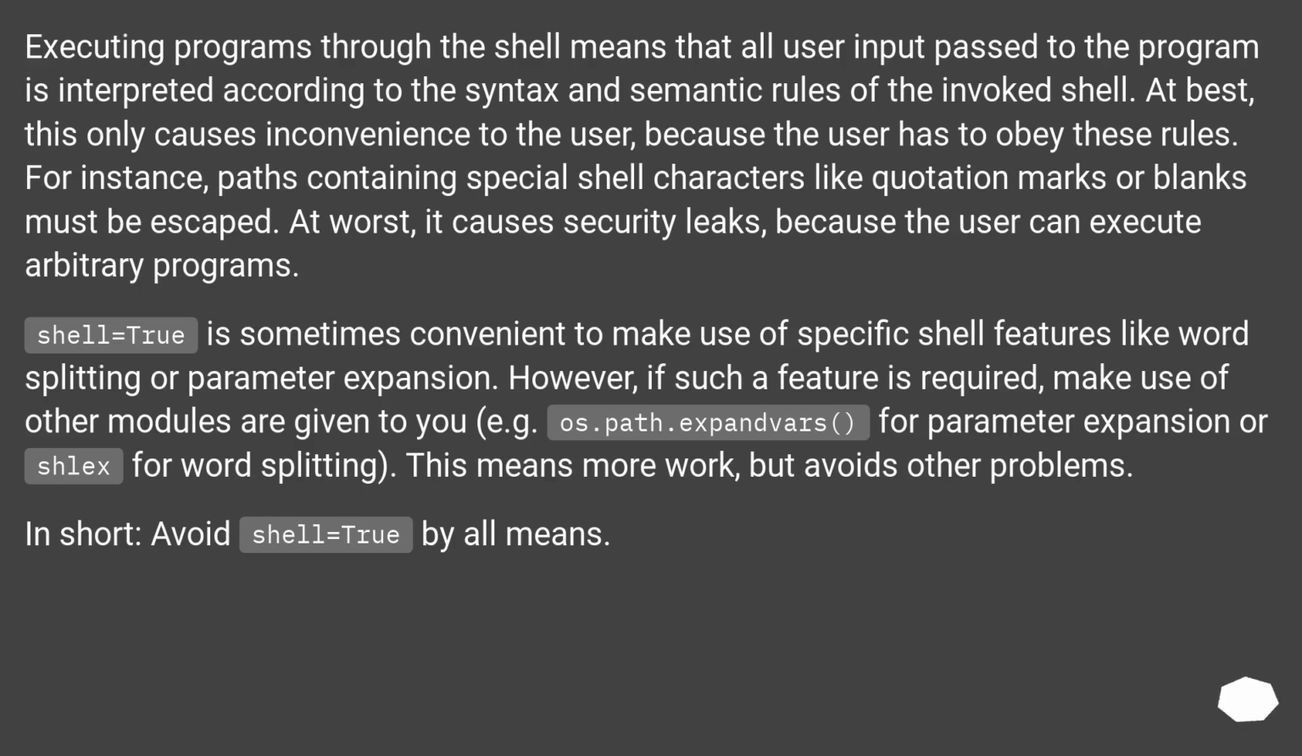shell=True is sometimes convenient to make use of specific shell features like word splitting or parameter expansion. However, if such a feature is required, make use of other modules that are given to you, for example os.path.expandvars for parameter expansion or shlex for word splitting. This means more work, but avoids other problems. In short, avoid shell=True by all means.